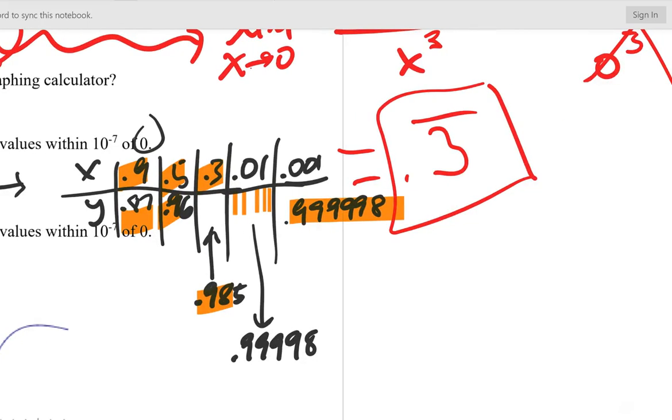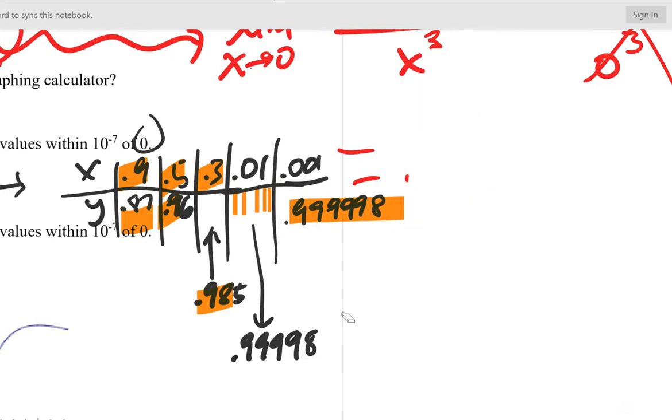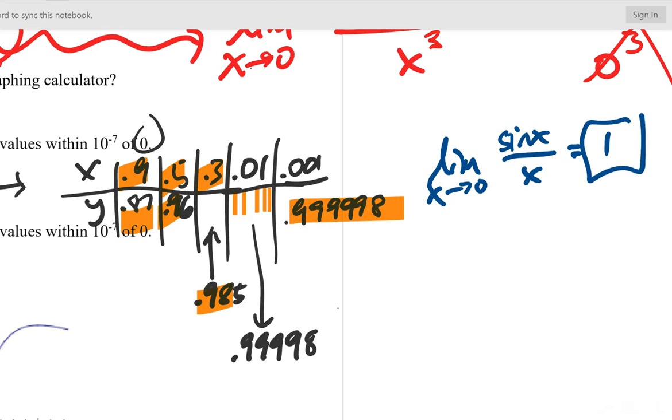And so it appears that the limit of sine x over x is equal to 1. So it looks like the limit as x goes to 0 of sine x over x is equal to 1, and it actually is, okay? So it checks out. But this is real tedious, you know?